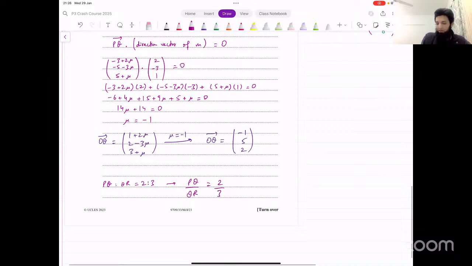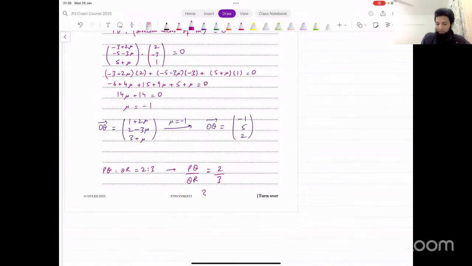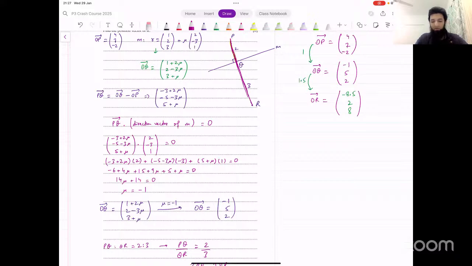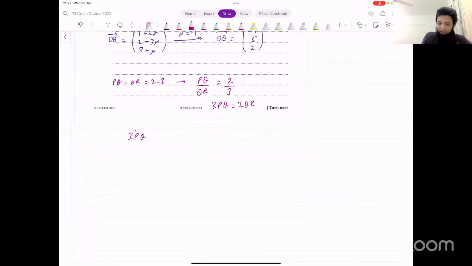Or that's the same thing as saying 3 times PQ is equal to 2 times QR. Now, if that's the ratio between their magnitudes and they all lie on the same line, that means their directions are also the same. If they have the same direction, that means the vectors should also be the same. So if that's the ratio between their lengths, then the ratio between their vectors is also going to be the same. 3 times PQ vector should be equal to 2 times QR vector.